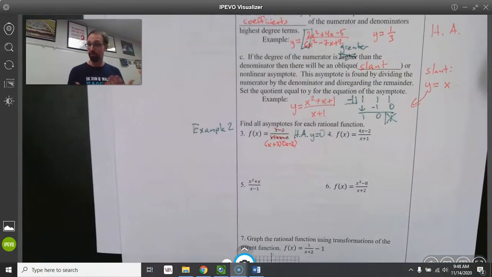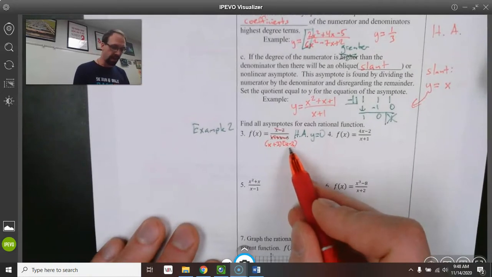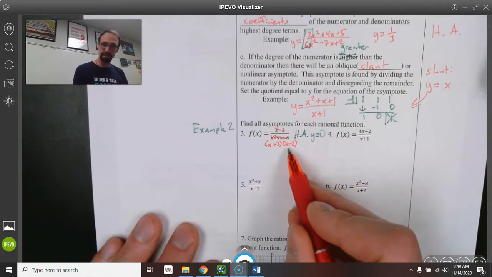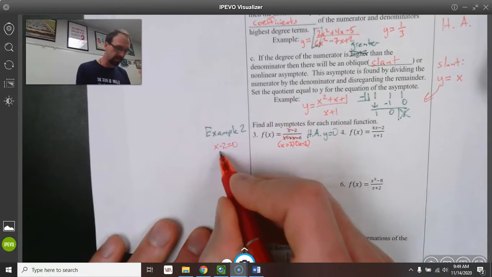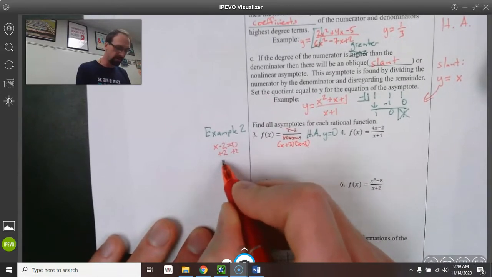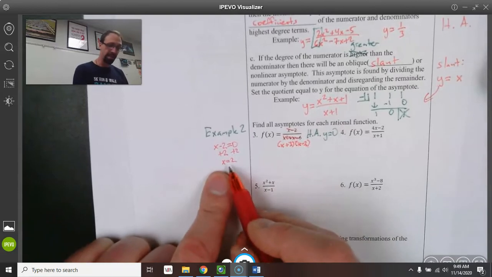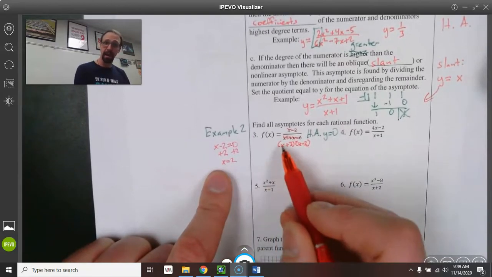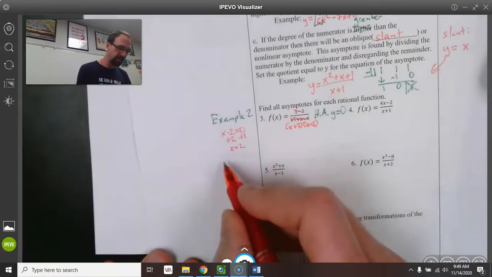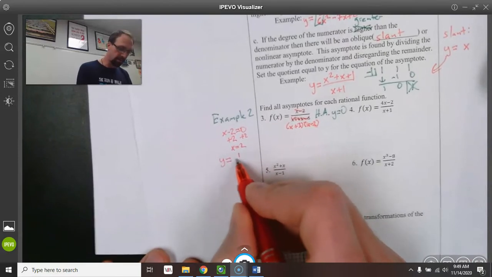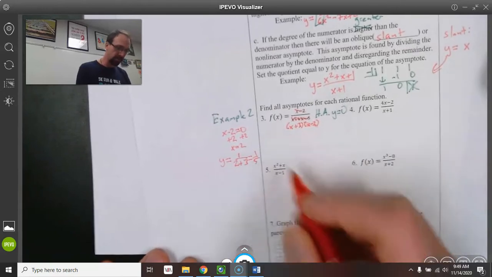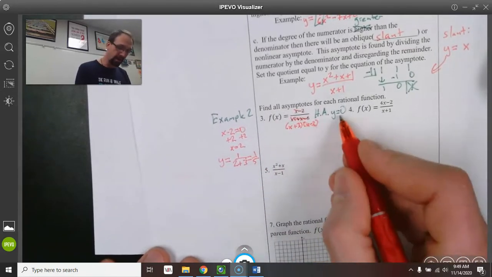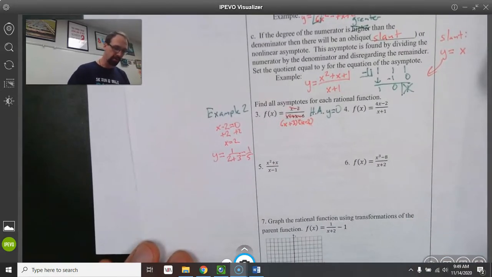Because we have a hole, and remember we plug in, we set this part equal to 0, so x minus 2 equals 0, add 2, x equals 2. So now I'm going to plug that 2 back in for x in my simplified one. So I have y equals 1 over 2 plus 3. So y equals 1/5. I have a horizontal asymptote at y equals 0.